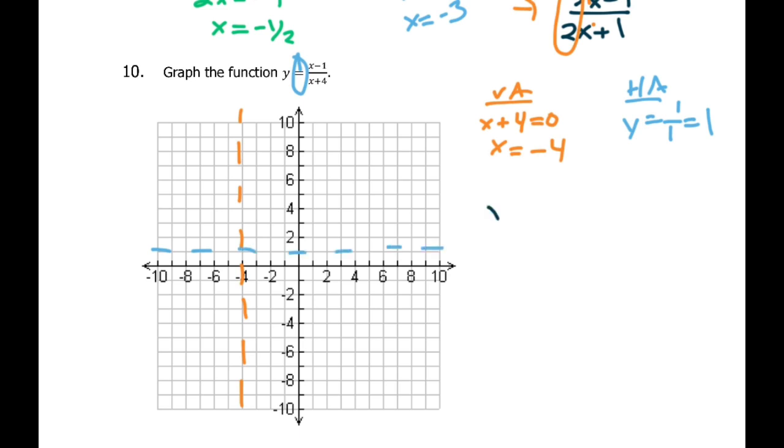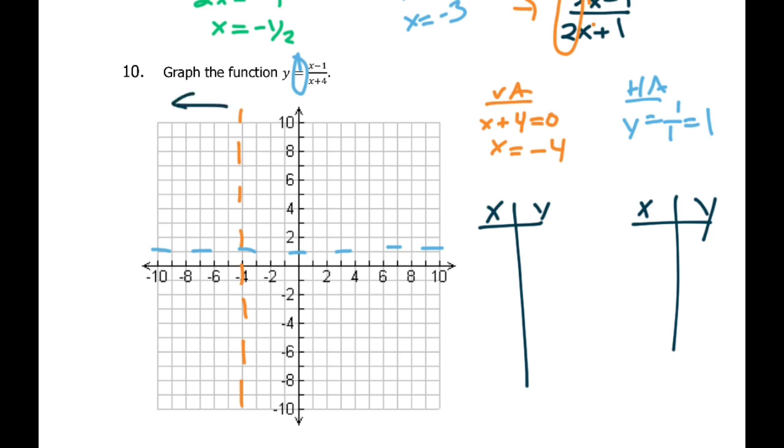And what we're going to do is make 2 xy tables. On the first one, we're going to pick numbers to the left of our vertical asymptote. So to the left would be negative 5, negative 6, and negative 7. In our other table, we'll pick numbers to the right of our vertical asymptote. So negative 3, negative 2, and negative 1. And then we'll plug these in. So if I plug in negative 5, you have negative 5 minus 1 over negative 5 plus 4. This is negative 6 over negative 1, which is 6.